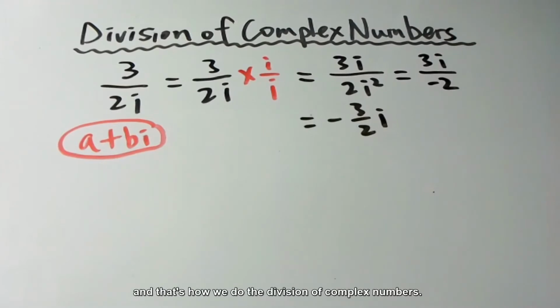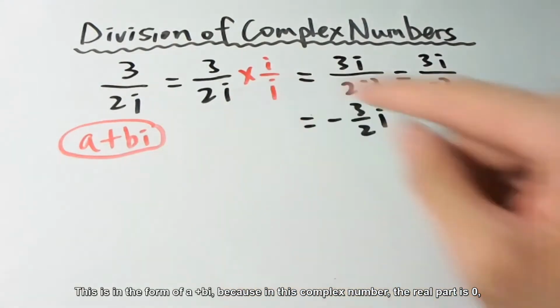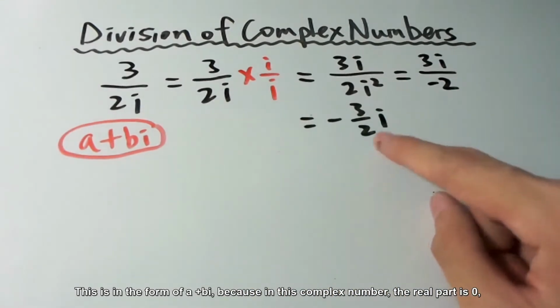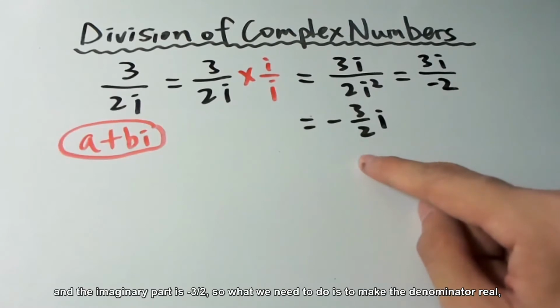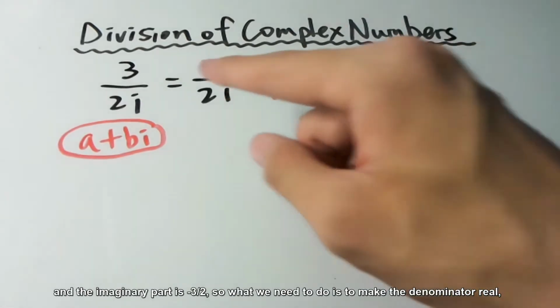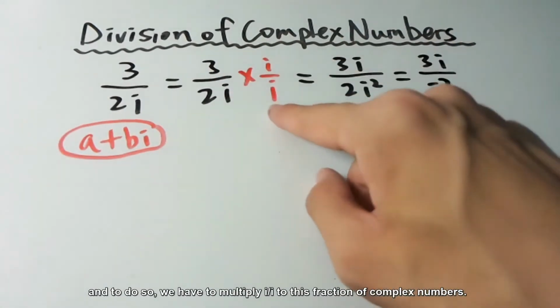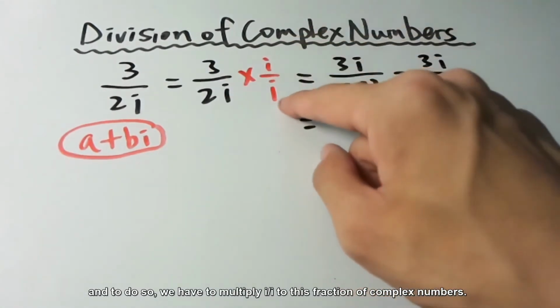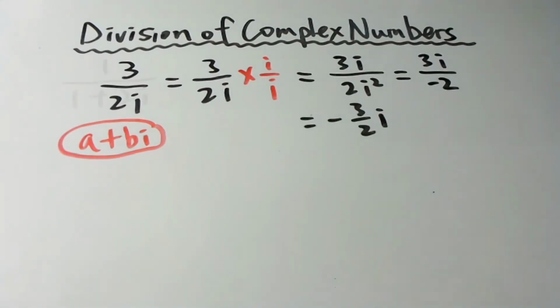And that's how we do the division of complex numbers. This is in the form of a plus bi, because in this complex number, the real part is 0, and the imaginary part is minus 3 over 2. So what we need to do is to make the denominator real, and to do so, we have to multiply i over i to this fraction of complex numbers.